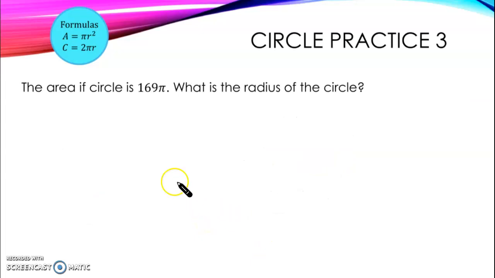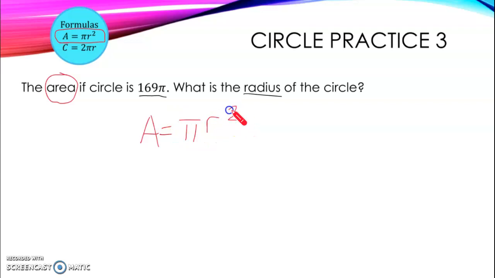We'll do another challenge problem here. It says the area of a circle is 169 pi. What is the radius of the circle? Now the approach to this problem is going to be a little bit different, but I'd still encourage you to use the information in the problem as a hint if you don't know where to get started. So we have the area, and so I'm just going to write out my area formula. Area equals pi r squared.